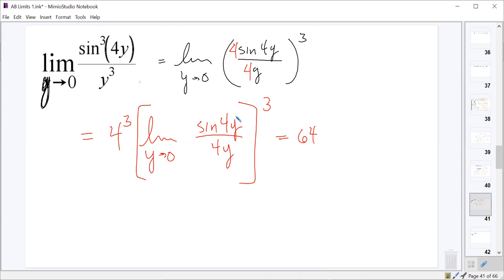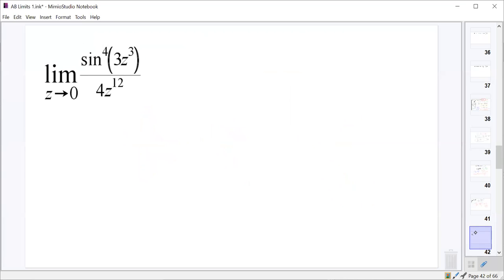1. Yeah, that's 1. And we could write out the u substitution with u equal to 4y, and then instead of y approaching 0, u would be approaching 0. But I think we probably are good if we don't necessarily write it out. So we end up with 64 times 1 cubed, which is 64. Good or no? All right. Spectacular. Let's do another one.